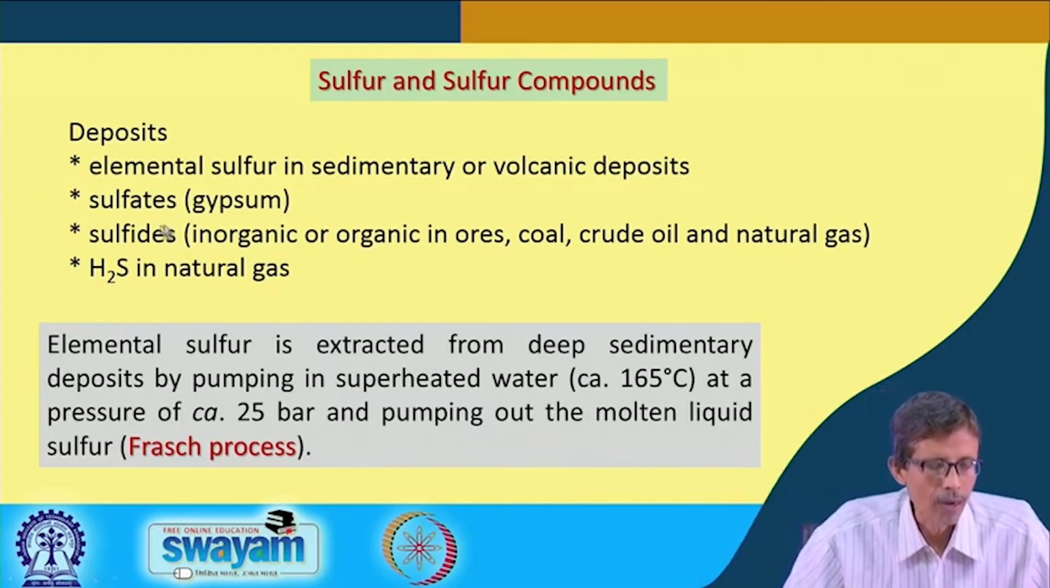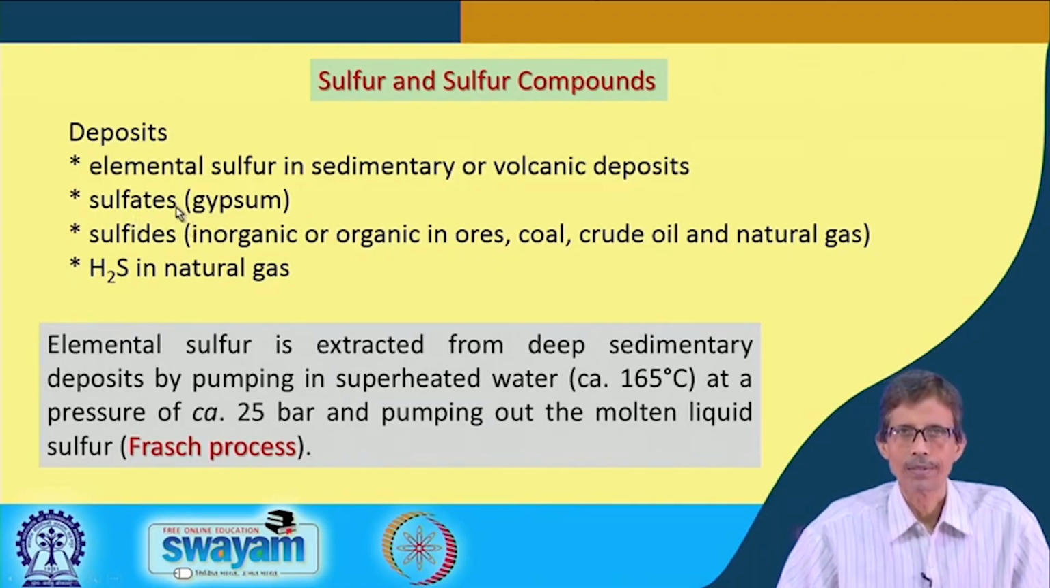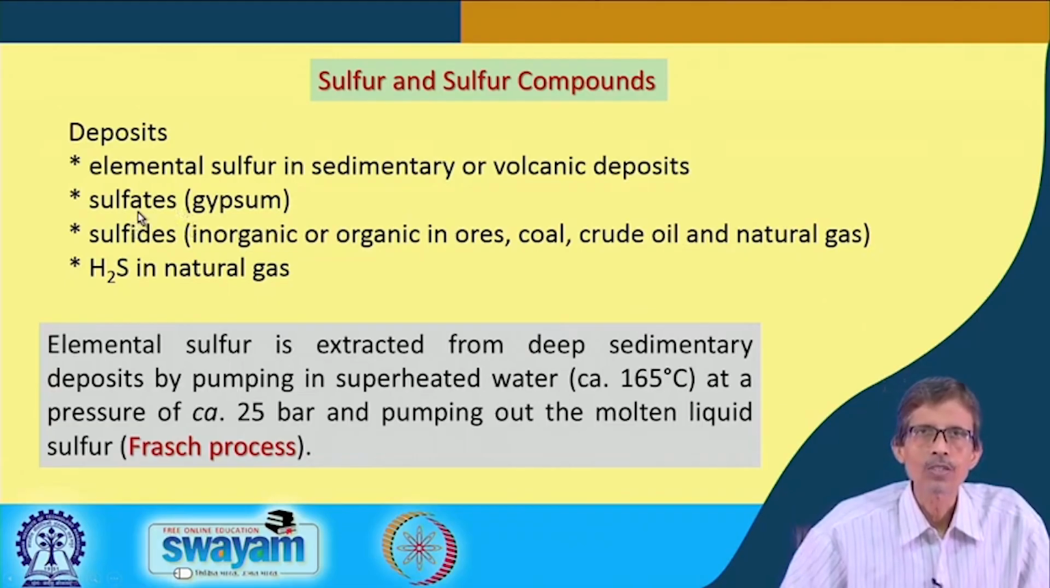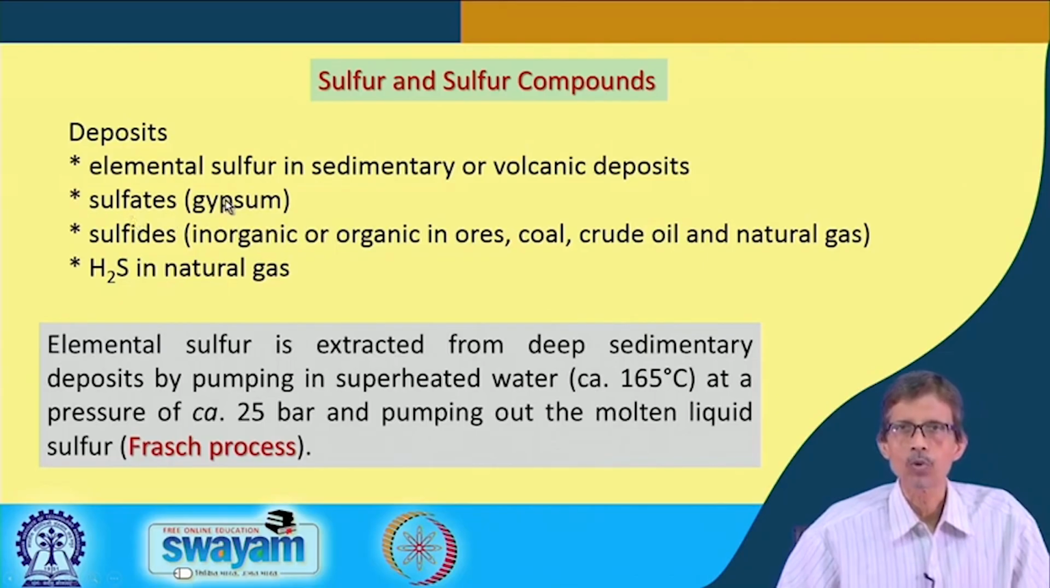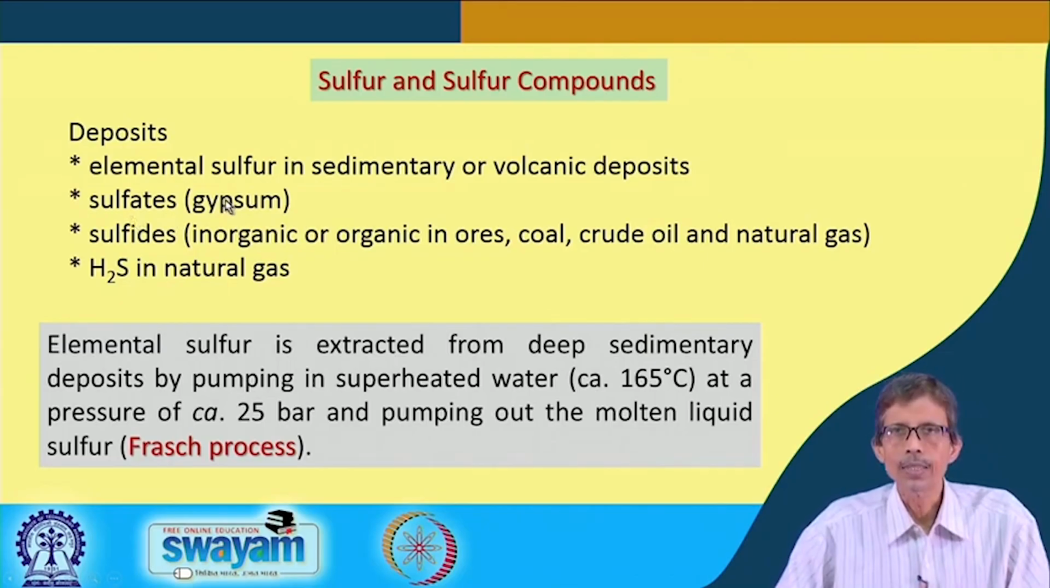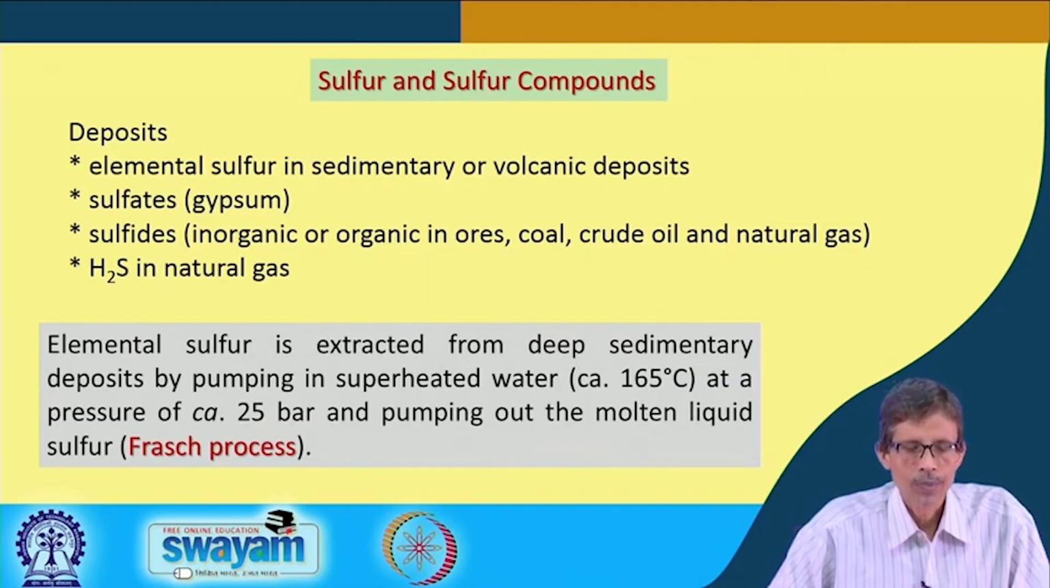Similarly, the second level of deposit is for the sulfates. What we can have is simply the corresponding gypsum source, not in the elemental form but in the form of calcium sulfate. From gypsum we also make the plaster of Paris, but those sulfates can also be handled for making sulfur.